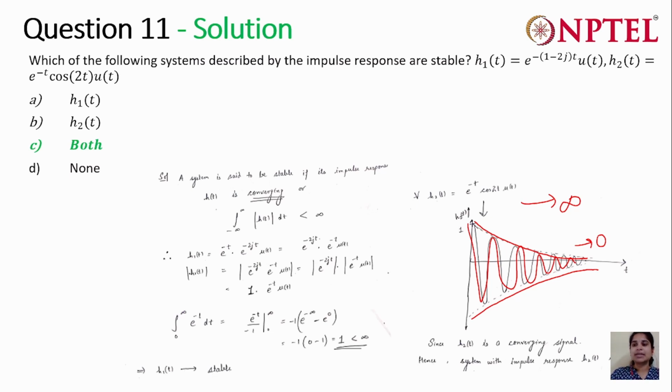The other one, H1, is e power minus (1 minus 2j) t into u of t. So we are finding the mod and then integrating it from minus infinity to infinity. When I find the mod, I get e power minus t into u of t. Since I have u of t, my limit is 0 to infinity. So the integral of e power minus t from 0 to infinity is 1, which is less than infinity. So H1 is also a stable system. So H1 and H2 both are stable systems.